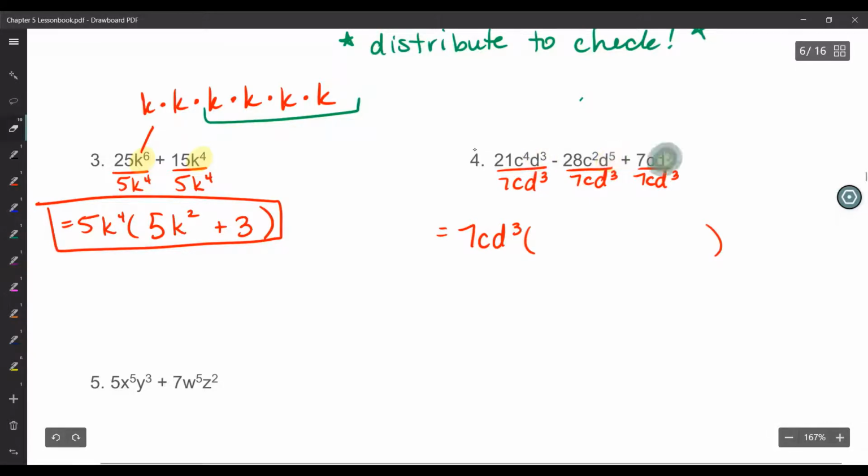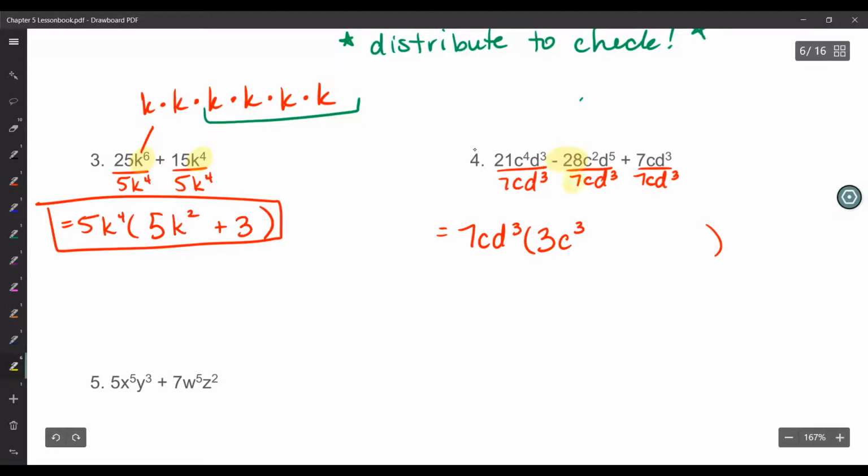So as we go along here, we'll just take it piece by piece. 21 divided by 7 is 3. I have 4 C's. And I'm taking out 1. I'll be left with 3. And then I have 3 D's, and I'm taking out 3 of them. I don't have any D's left. I took out all of them in that term. Okay, let's move to the next one.